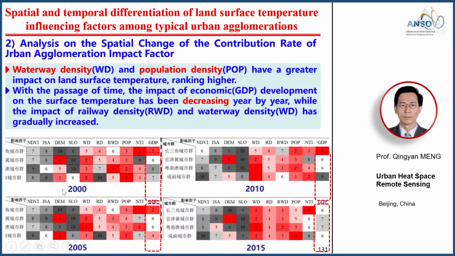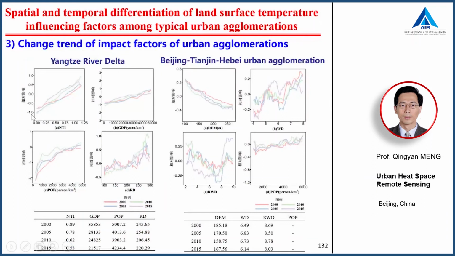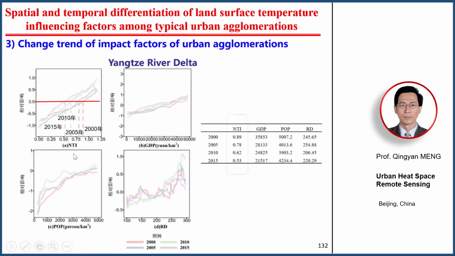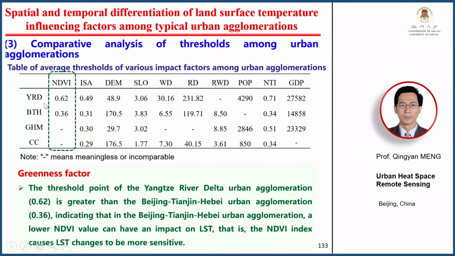And the changing trend of the impact factors of the different urban agglomerations. We can find a comparative effect. For the green factors, the threshold point is also found in the Yangtze River Delta, and is greater in Beijing, Tianjin, Hebei. This threshold point indicates that in the Beijing, Tianjin, Hebei urban agglomeration, a lower VI can have an impact on the LST. That is, the LST change is more sensitive to the VI index.